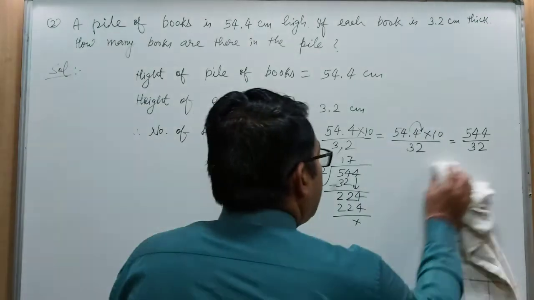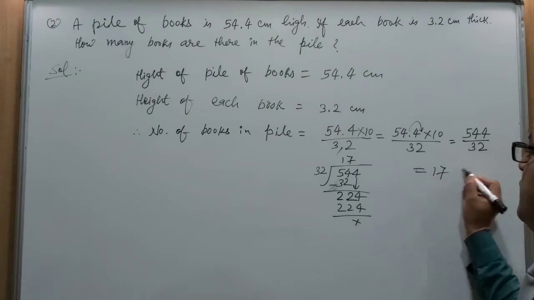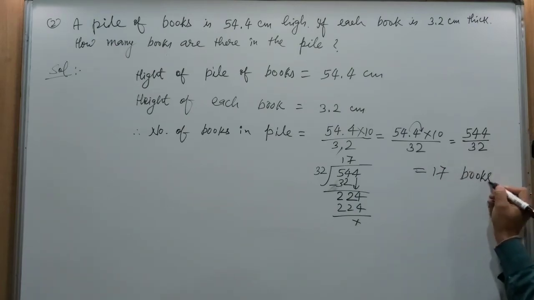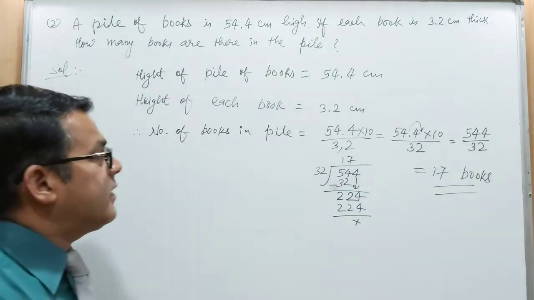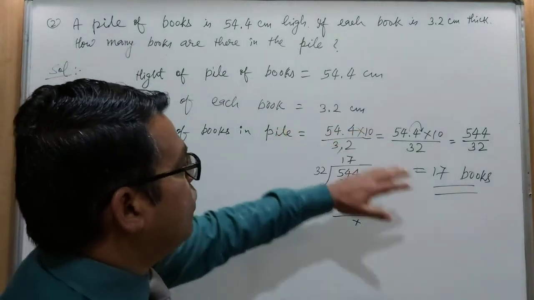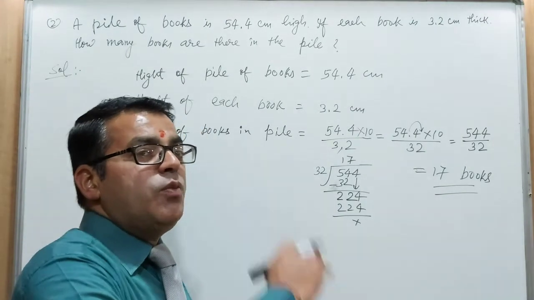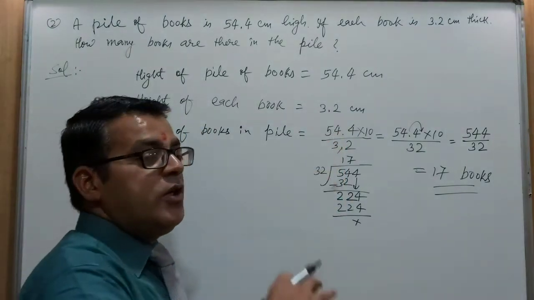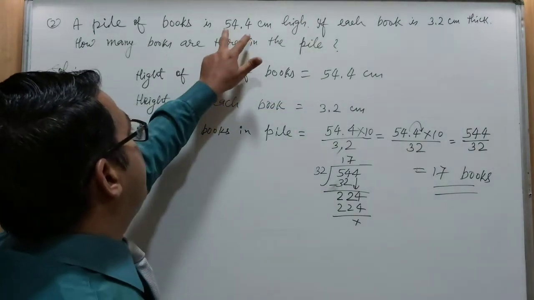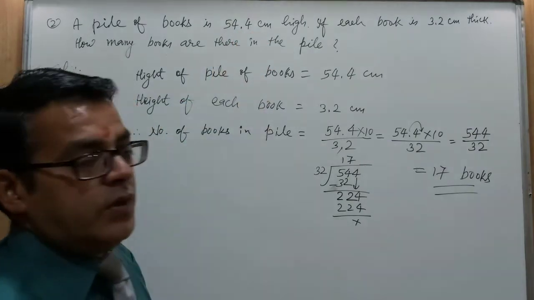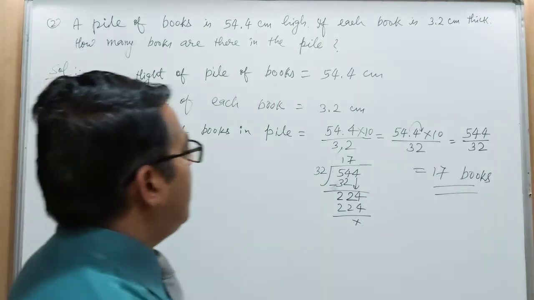So after revision, what do we have? We have here 17. So it means we can cut 17 books, each of thickness or height 3.2 centimeters. So if a pile is there of 17 books, each book of 3.2 centimeters, then the height of the pile will be 54.4 centimeters. Right? So in this question, what do we learn?